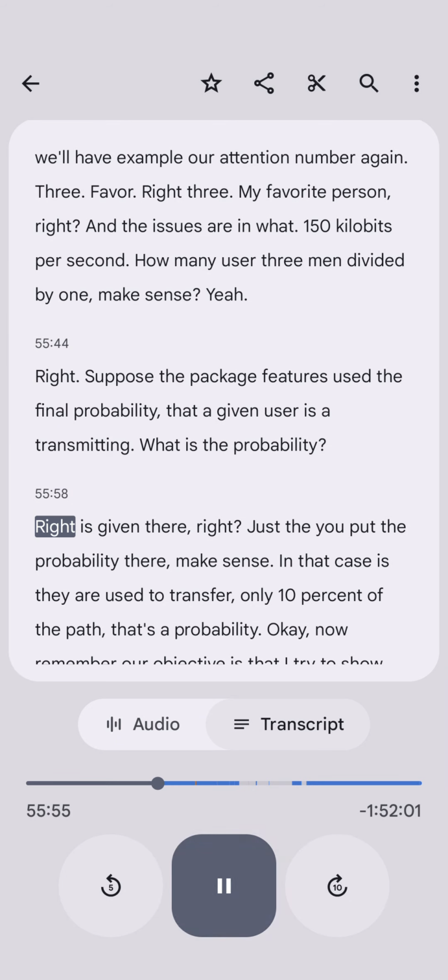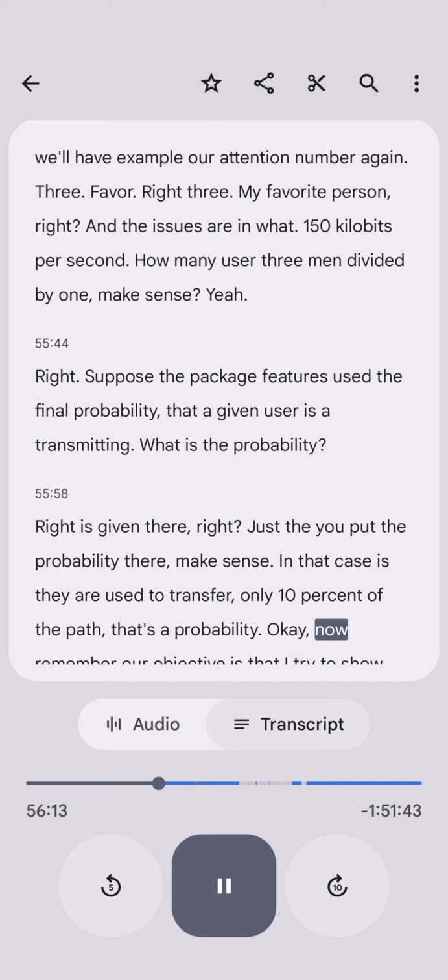There. 10%. 10%, 0.1, right? That probability transmitted will be 0.1, right? It's given there, right? You just put the probability there, make sense? If it's 20%, then it will be 0.2. In that case, it's there. A user is transmitting only 10% of the time.